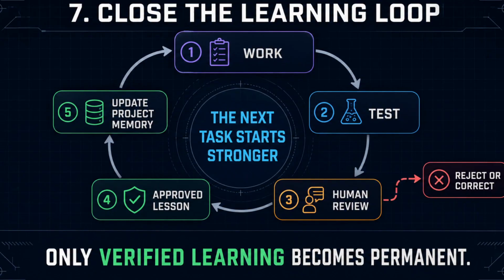But remember the rule from the previous episode. The AI can draft the update, the human approves it. We do not allow every idea, mistake, or temporary assumption to become permanent project memory. Only verified learning moves back into the system. That means the next AI task begins with better information than the last one.